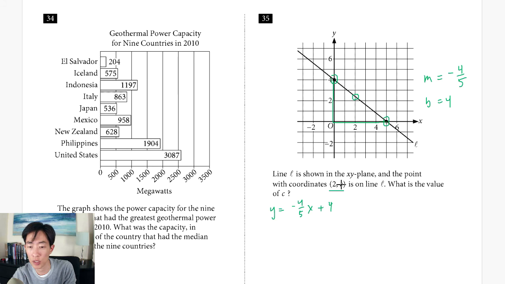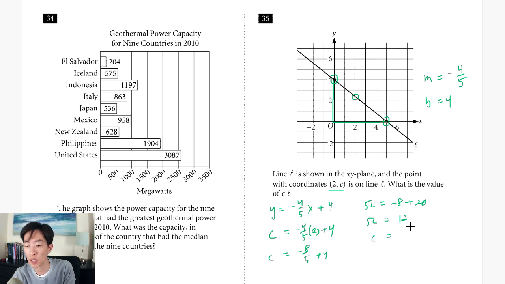Now I want to take this point 2, C, and plug it in. C is over here, negative 4 fifths times 2 plus 4. Work out the math. This becomes negative 8 over 5 plus 4 equals C. I'm going to multiply everything by 5 to make my life easier. 5C equals negative 8 plus 20. That becomes 5C equals positive 12. Divide both sides by 5. We get 12 over 5 is C.